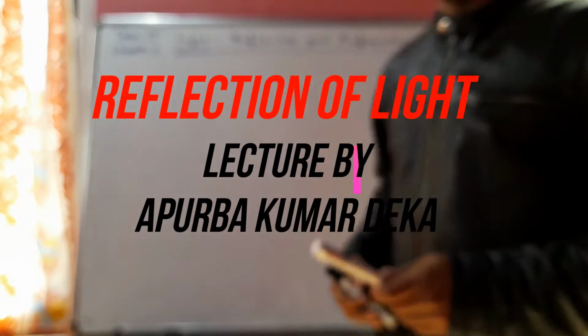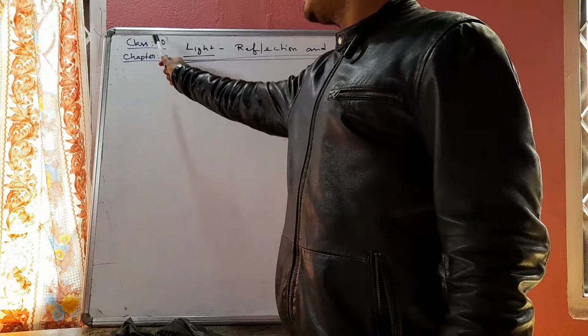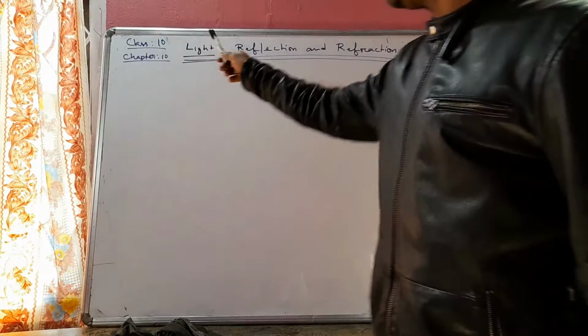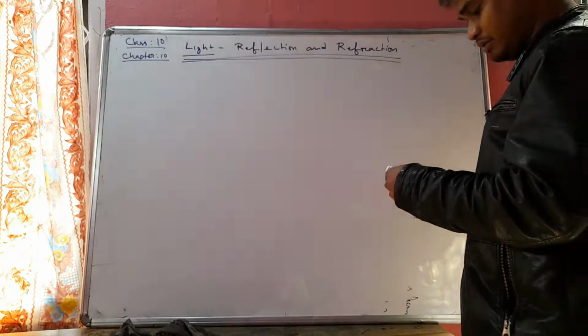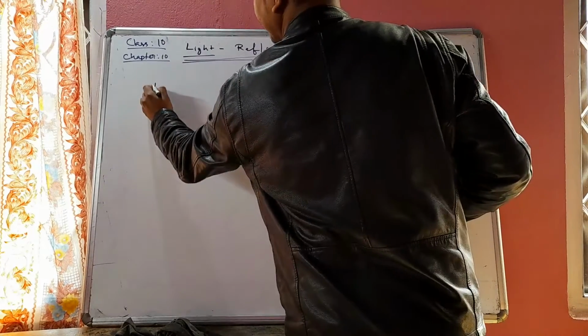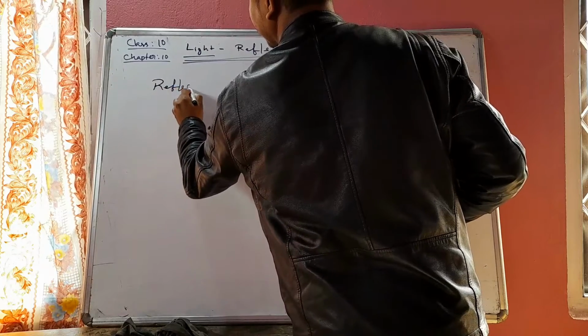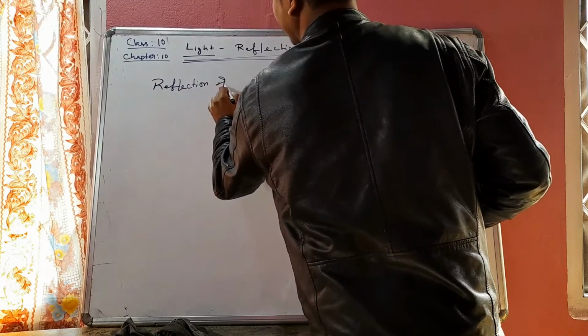We are going to discuss the science of class 10, chapter 10, that is light. In the topic we are going to discuss today, reflection of light.